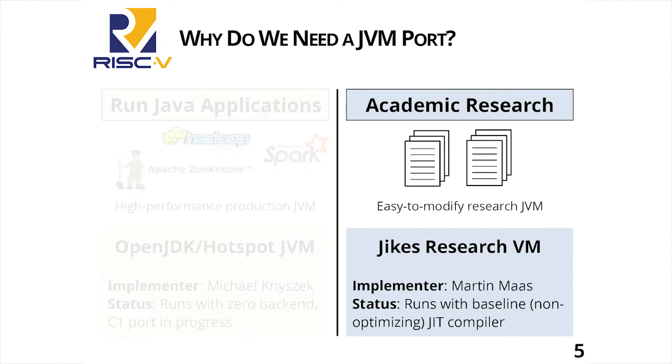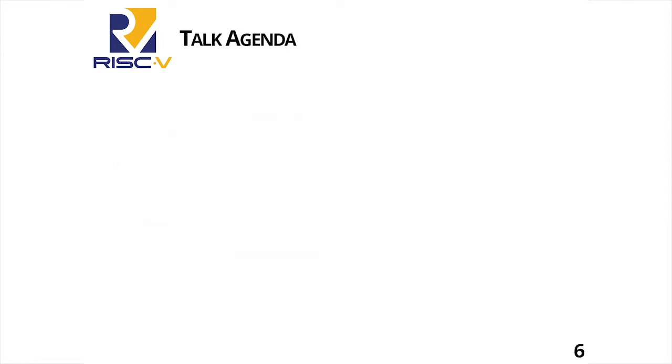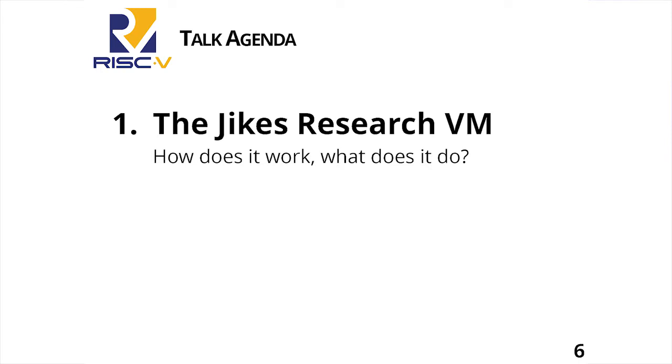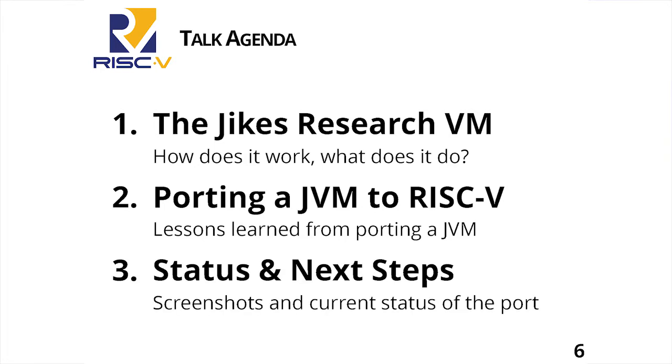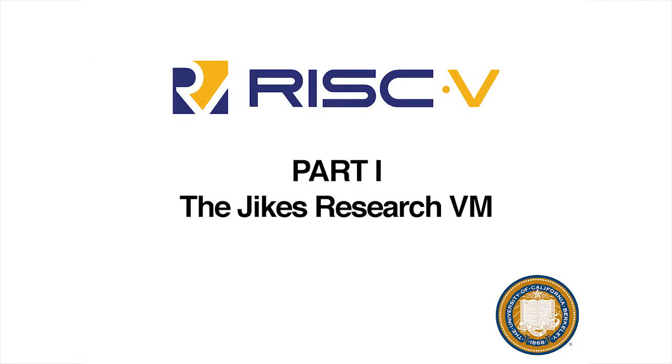So I'd like to talk a little bit about the Jikes Research JVM, how it works. I'd then like to share some of the lessons that we learned during this port in the hope that it will be useful for other groups wanting to port language runtimes to RISC-V. And finally, I'd like to give a little bit of an outlook where we're going with this work and where we are right now. So what's the Jikes Research VM?